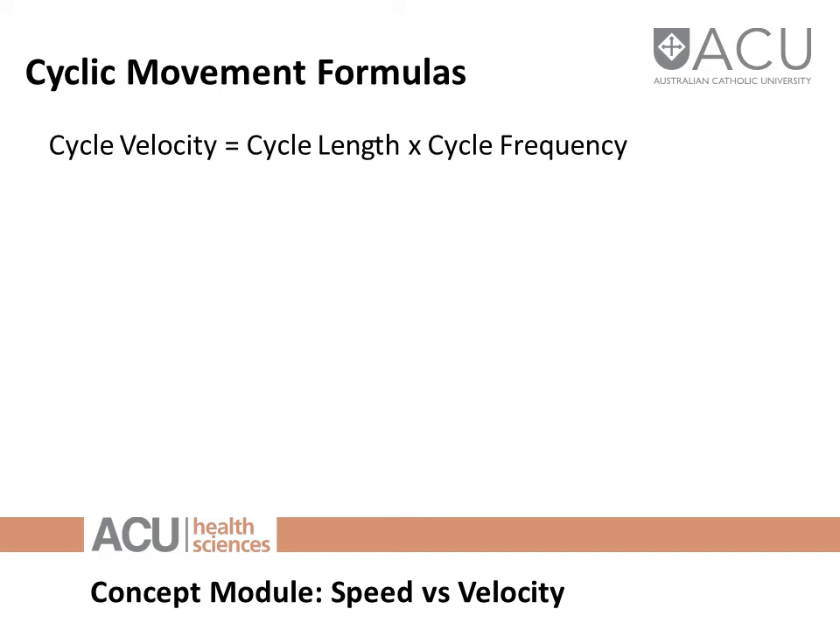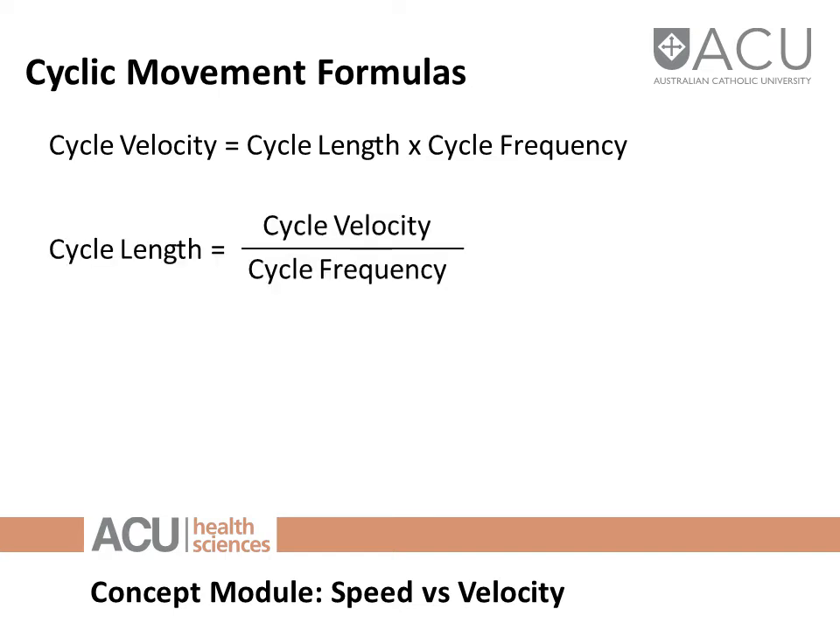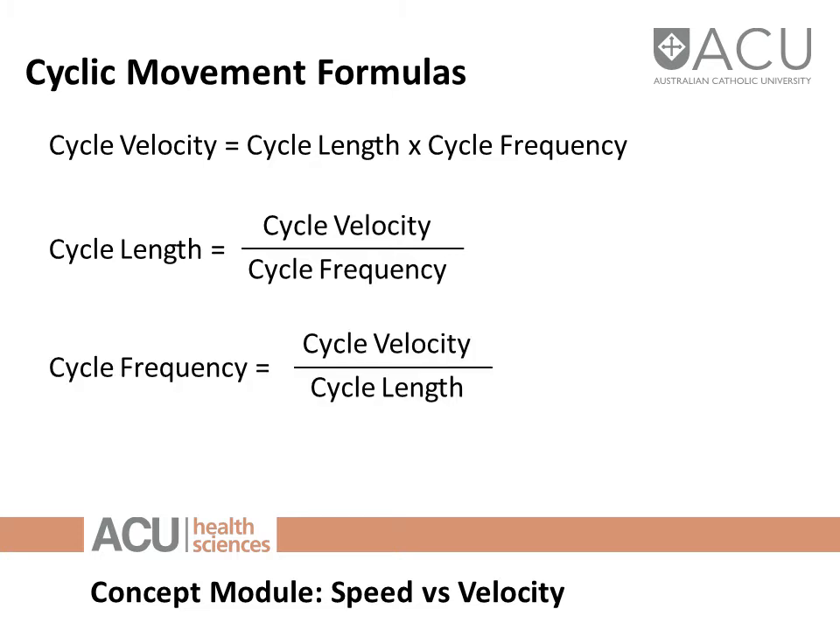Now when we're doing calculations, it helps us to have that formula, and we can rearrange it in different ways to be able to calculate our cycle length and our cycle frequency. Same formula rearranged in different ways. You might also see cycle time, or we might also be interested in certain examples in the time of a particular cycle, which is just 1 divided by cycle frequency.